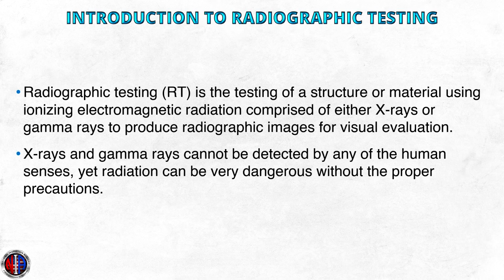Introduction to Radiographic Testing. Radiographic testing, abbreviated RT, is the testing of a structure or material using ionizing electromagnetic radiation comprised of either X-rays or gamma rays to produce radiographic images for visual evaluation. Although RT is highly beneficial to numerous industries and able to visualize numerous hidden discontinuities, it does not come without inherent safety risks. X-rays and gamma rays cannot be detected by any of the human senses, yet radiation can be very dangerous without the proper precautions.